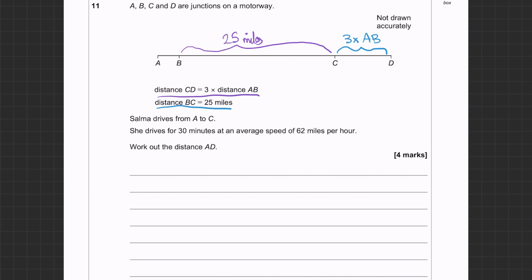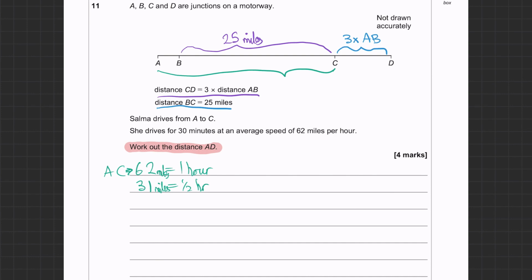We're now saying Salma drives from A to C. I forgot to highlight the question, which is work out the distance AD, which is this one here. Salma drives from A to C. She drives for 30 minutes at an average speed of 62 miles per hour. However you work that out is up to you. Well, I was saying if she drives 62 miles in 1 hour, well, therefore, in half an hour, she must drive 31 miles.